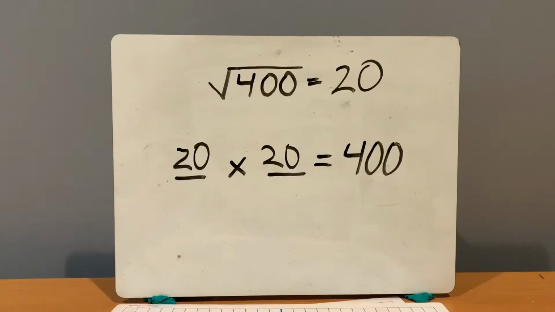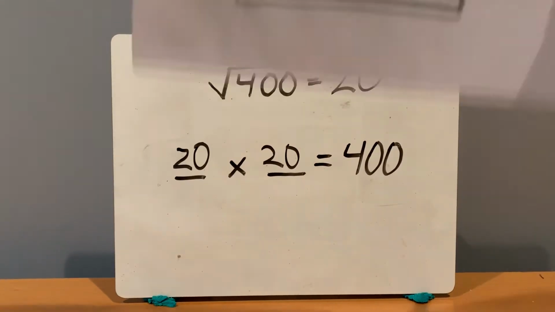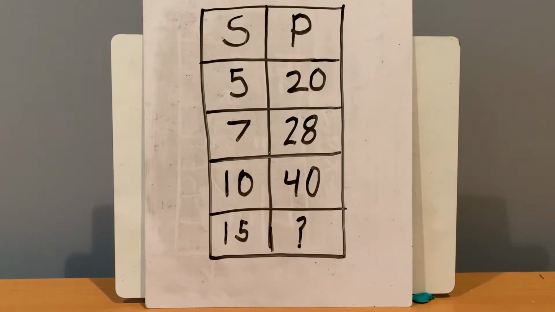Now we're going to move on to another concept. We're going to start talking about functions. Nathan thought of a rule that would use the length of the sides of a square to find the perimeter of the square. He recorded the results in a table in which S stands for the length of the side and P stands for the perimeter of the square.